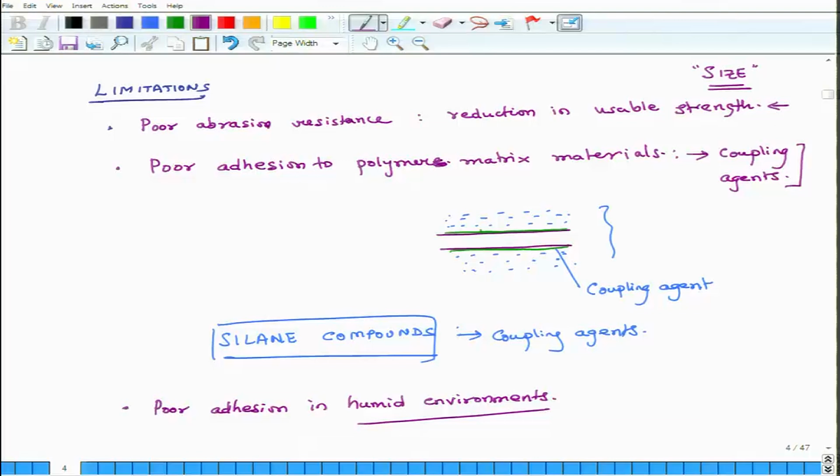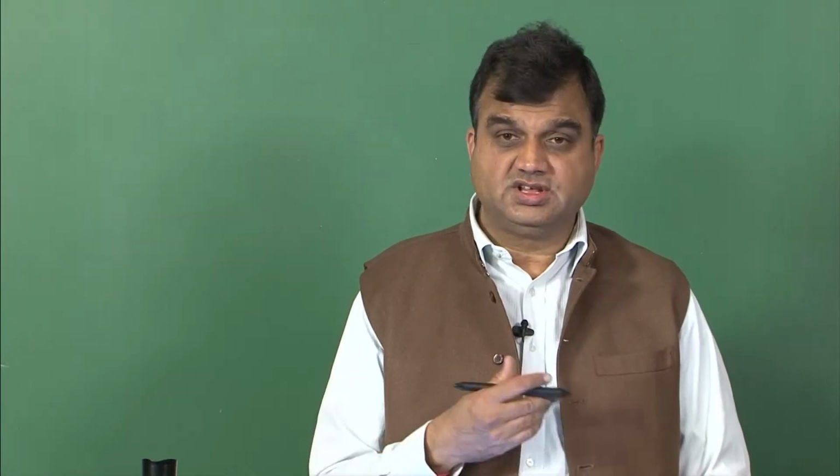So, this is about advantages and limitations of glass fiber. We will continue this discussion on glass fiber tomorrow as well, and we will learn how these glass fibers are made, what their typical properties are, what their applications are, and after that we will move on to another category of fibers, which are graphite fibers.